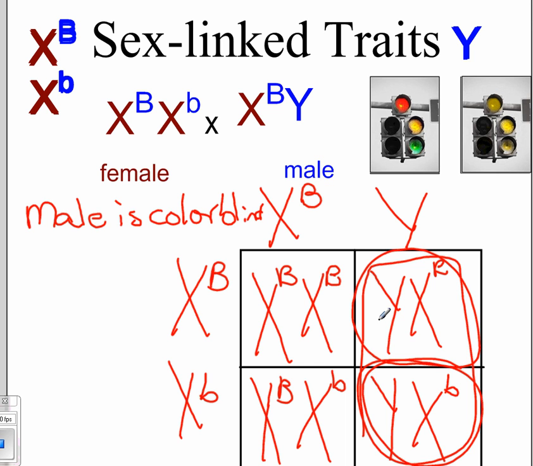There's only opportunity for two males. So for a male to be colorblind, there's only opportunity for two and only one of them. So 50% chance if they have a son, the son will be colorblind.